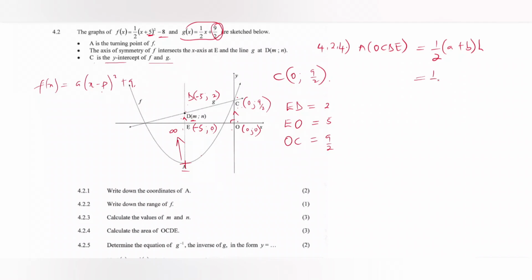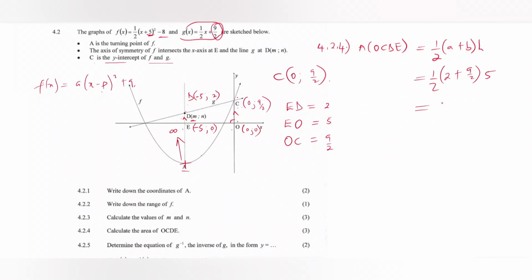So our area, that's going to be half. Our A, I'm going to take it to be ED, which is going to be 2, plus our B, I'm going to take it to be OC, because I said A and B are parallel sides, which is going to be 9 over 2. Then our H is the perpendicular height, which will be this one, EO, which is going to be 5 units. Then we can punch it on the calculator.